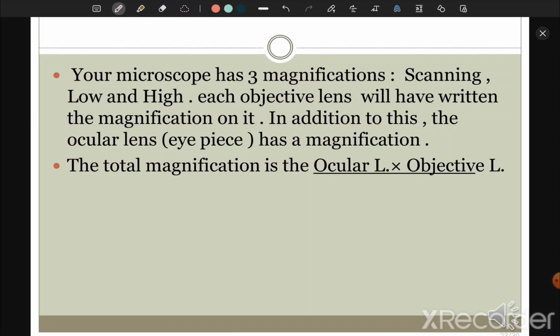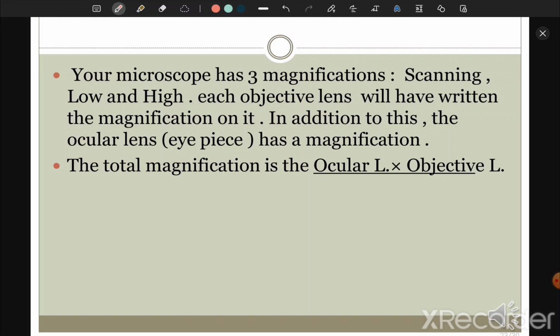This is the eyepiece. Magnification here is 10 times, 10x. It magnifies 10 times. While these are the objective lenses: scanning, 4x, low is 10x, and the high is 40x. And we have another extra objective lens, which is used for oil immersion.